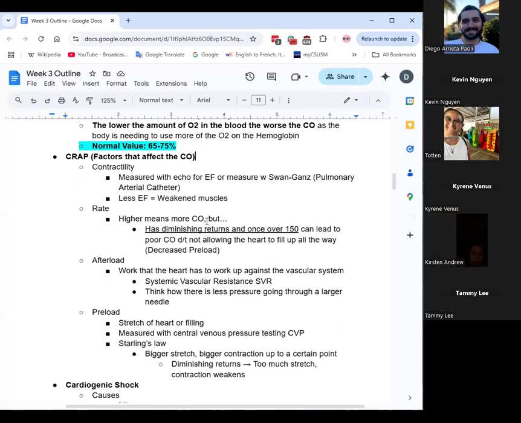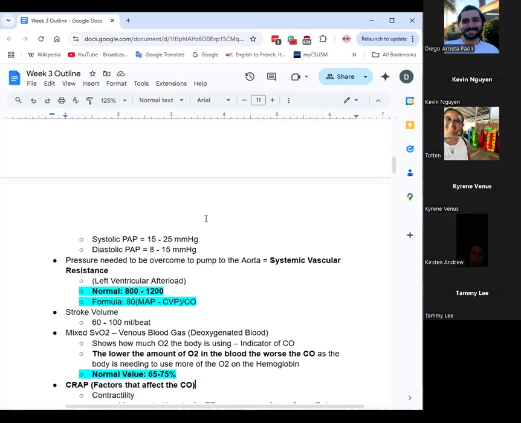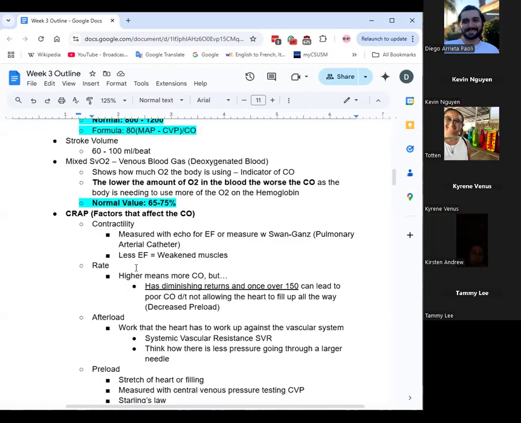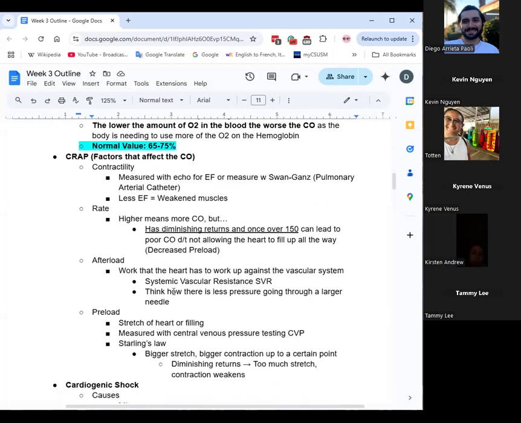Rate. A higher rate, remember your cardiac output is measured by heart rate times stroke volume. So a higher heart rate will equal a higher cardiac output, but this has diminishing returns, because if you're going too fast, you're not giving the heart enough time to fill up all the way, and therefore you're not pushing anything out. It leads to essentially a decreased preload. So even though you're going really fast, you're not pushing much out, and that will end up decreasing your cardiac output.